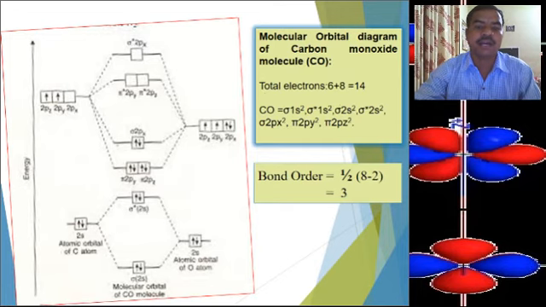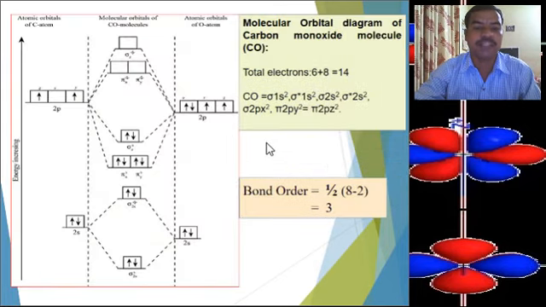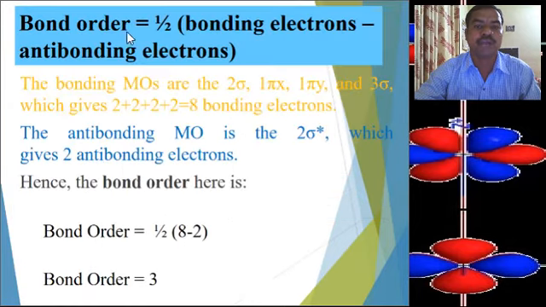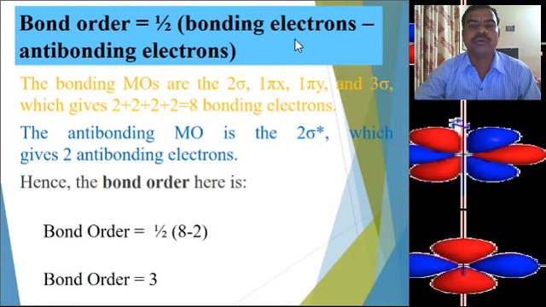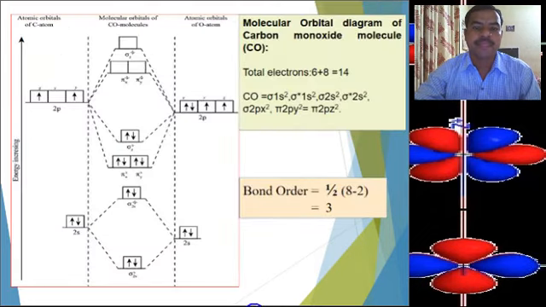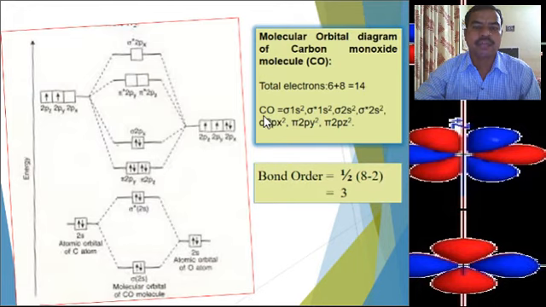And here the bond order can be studied by using this formula. We can calculate it using the formula: bond order equals 1/2 times bonding electrons minus antibonding electrons. In the molecular orbital diagram, here is the total number of bonding electrons and the total electrons in the antibonding orbitals.